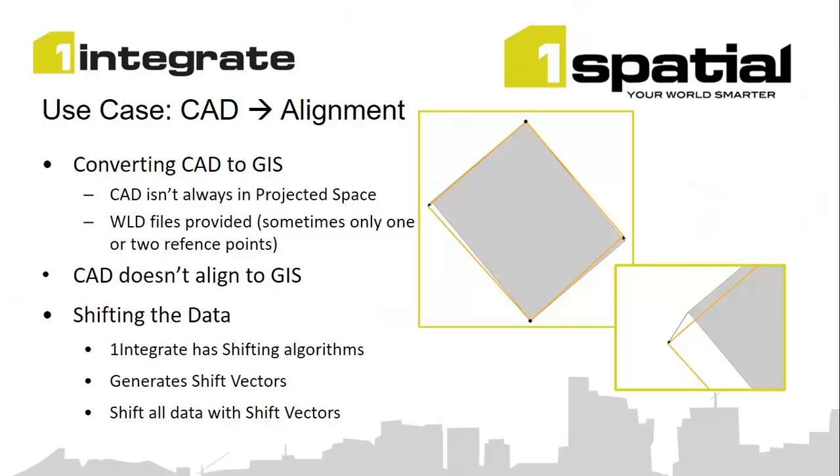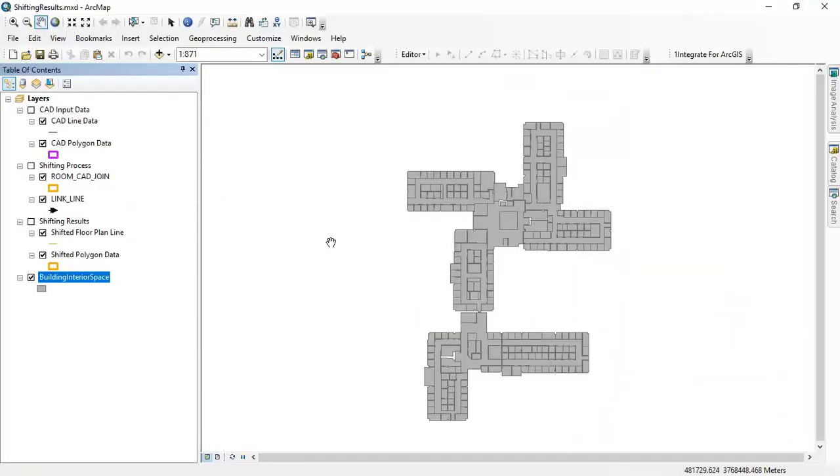Using OneIntegrate, we can generate shift vectors to show the amount of shifting that needs to occur across the entire CAD drawing, and then shift all the features according to those shift vectors. So let's show you how you can use OneIntegrate to generate the shift vectors and then shift the data according to those vectors. Alright, so before we actually do the shifting inside of OneIntegrate, I just want to show you the data that we have and the results, and then we'll show you how we actually were able to do all this.